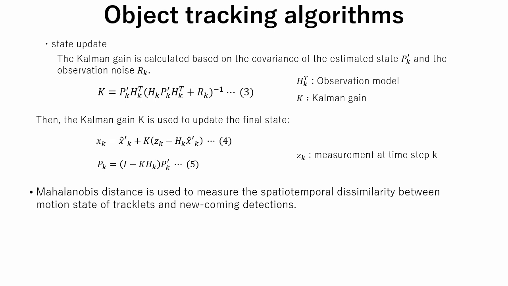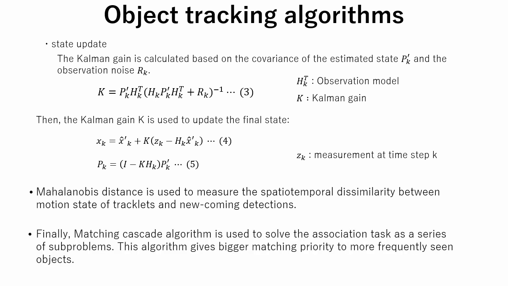Mahalanobis distance is used to measure the spatiotemporal dissimilarity between motion state of tracklets and incoming detections. Finally, matching cascade algorithm is used to solve the association task as a series of subproblems. This algorithm gives bigger matching priority to more frequently seen objects.